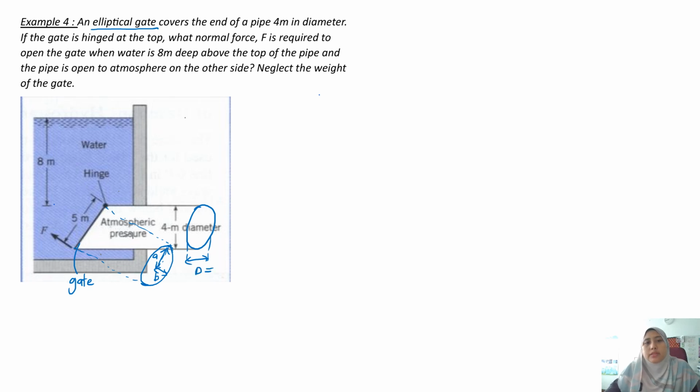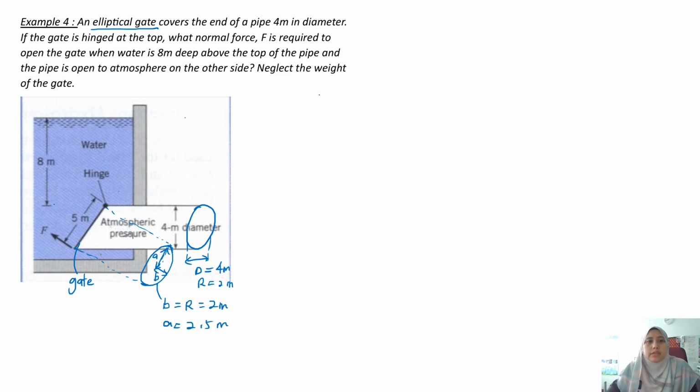So the diameter is 4 meters. So the radius is 2 meters. So this B follows the radius of the pipe, which is 2 meters. And then A cannot follow the diameter because this is an ellipse. So the whole height is 5. So A is half of 5. So A is 5 divided by 2, it's 2.5 meters.